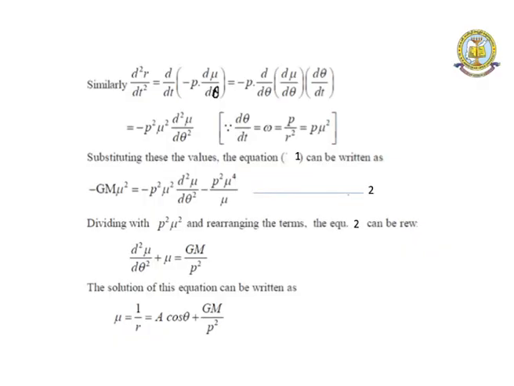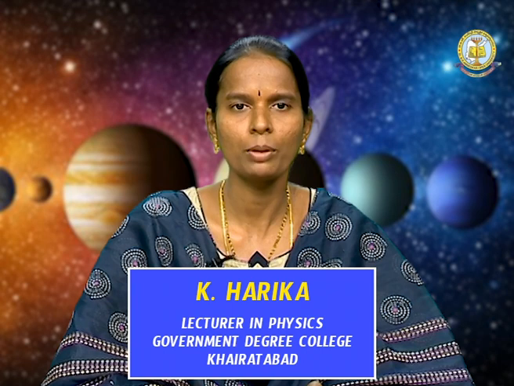Similarly, again differentiating with respect to t in dr by dt. So d square r by dt square is d by dt of minus p du by dθ. So again differentiating with respect to t, you can write this equation as minus p d by dt and du by dθ and dθ by dt. So dθ by dt, both are cancelled. This is the same equation, d by dt du by dθ. You can write du by dθ dθ by dt. dθ is cancelled, that is the same equation. dθ by dt is equal to omega. Omega means p by r square.